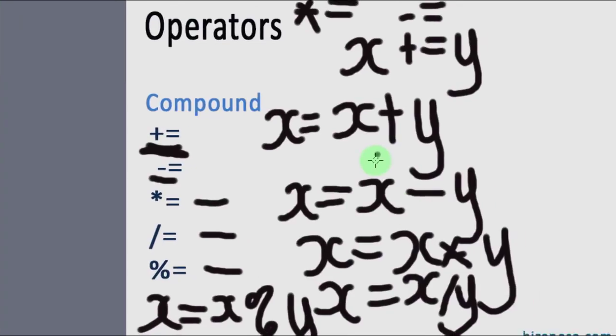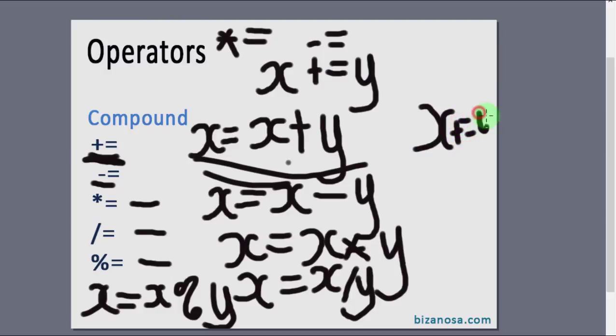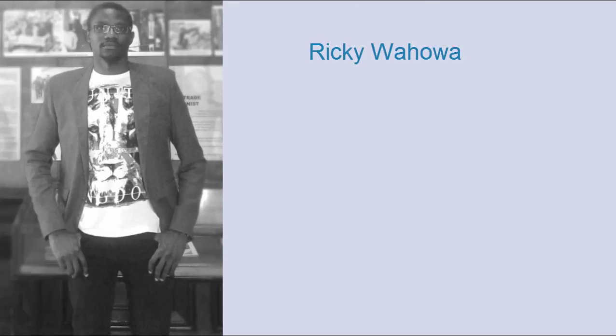So that is all for this video. In this video, we have looked at compound operations, whereby you can do this in a shortened way. You just do x plus equals y instead of writing this entire thing. So I'll see you in the next video, where we are going to see something that comes out of this kind of operation. See you then.